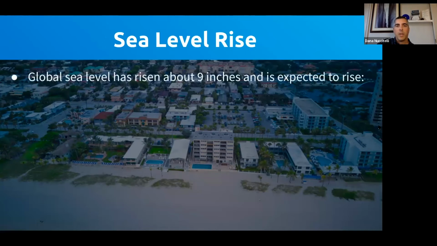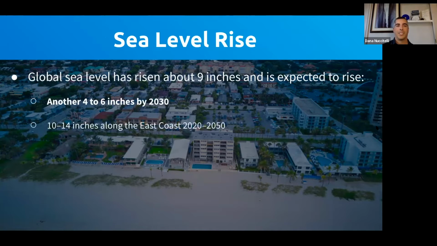There's also sea level rise, which is a big problem for the Southeast. We've already seen 9 inches globally of sea level rise, and we're expecting to see another 4 to 6 inches over the next decade because of this acceleration that we're seeing in sea level rise. The East Coast especially and the Gulf Coast are seeing between 10 to 18 inches because they have a combination of both rising sea levels and sinking land.